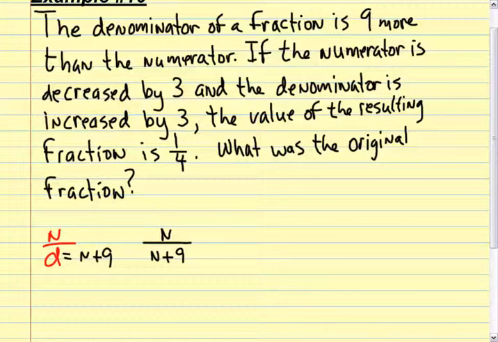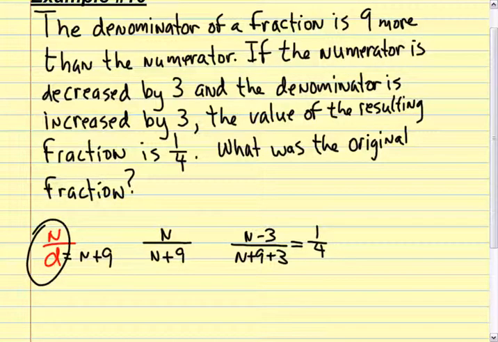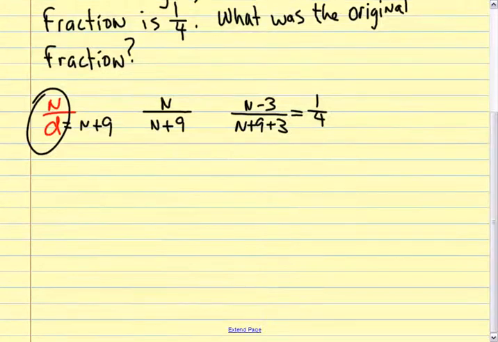If the numerator is decreased by 3, n minus 3, and the denominator is increased by 3, n plus 9 plus 3. Okay? The value of the resulting fraction is 1/4. Okay? What was the original fraction? Well, that's what we're looking for. Okay? Let's simplify this thing. First off, it's n minus 3 over n plus 12 is equal to 1/4.